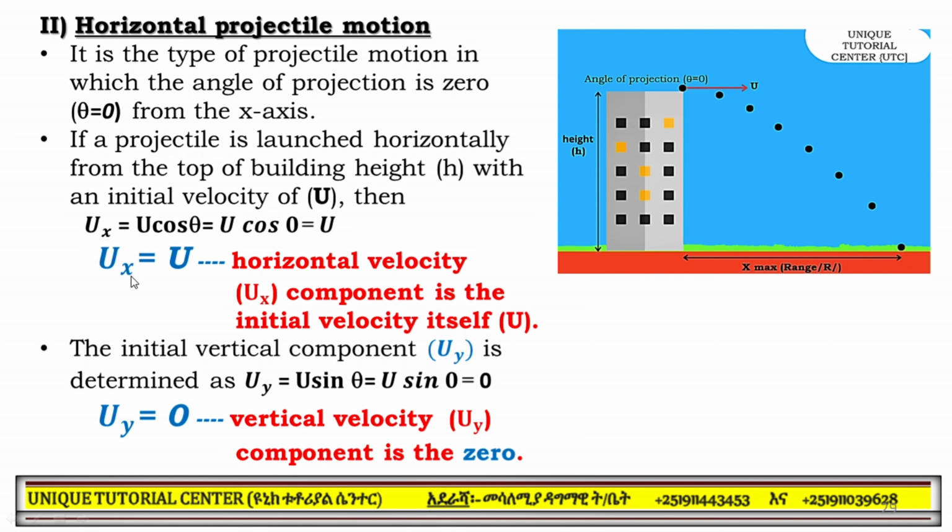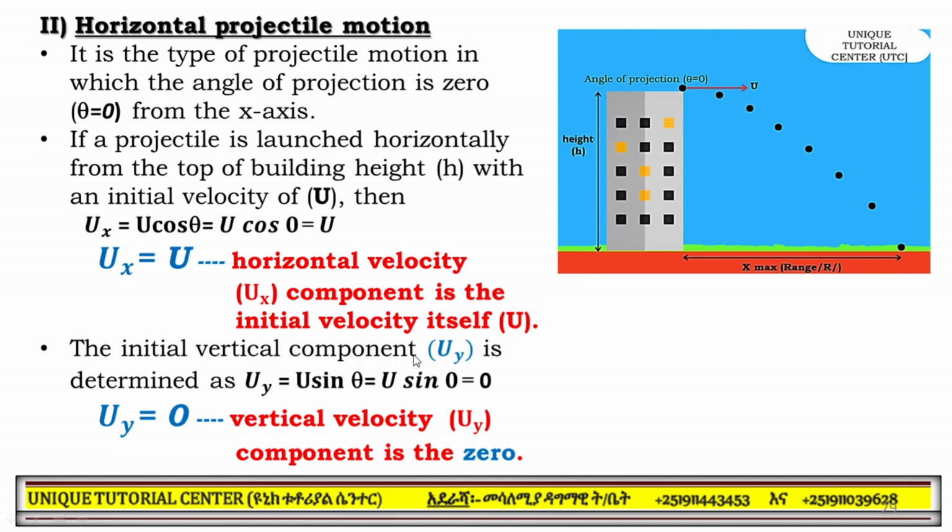vertical, what will they be? ux is u cos theta, which is u cosine of the angle of projection 0, so cos 0, and cos 0 is 1. 1 times u will give us u. So the horizontal velocity component ux is just u, the initial velocity itself. The initial velocity with which the projectile is launched, that is ux, is u itself.